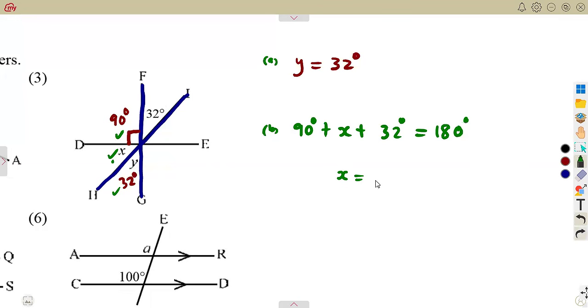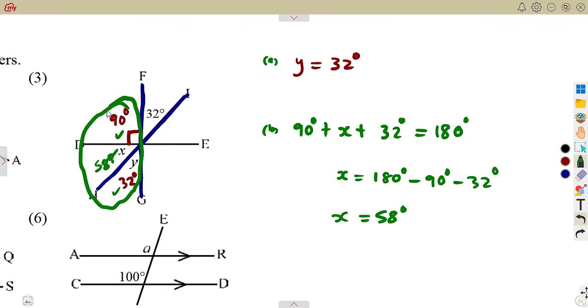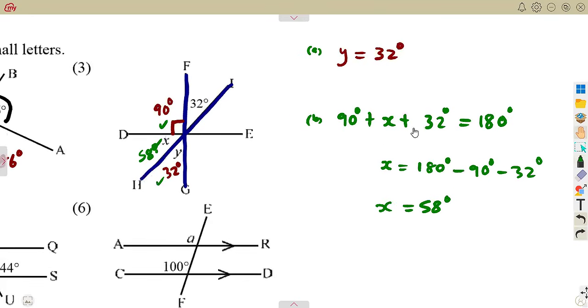Or you can simply take all of these to the other side. The moment that they cross the equal sign, they change their sign. So 90 degrees this side is going to be minus 90 degrees. 32 degrees this side is going to be minus 32 degrees. So guys, the way that you solve, it's in your hands. So you simply have to subtract 180 minus 90 minus 32 degrees, which is going to give us 58 degrees. So that is the value of x here, which is 58 degrees. If you add these angles here that I'm indicating, you're supposed to obtain 180 degrees. That is the angles on a straight line.